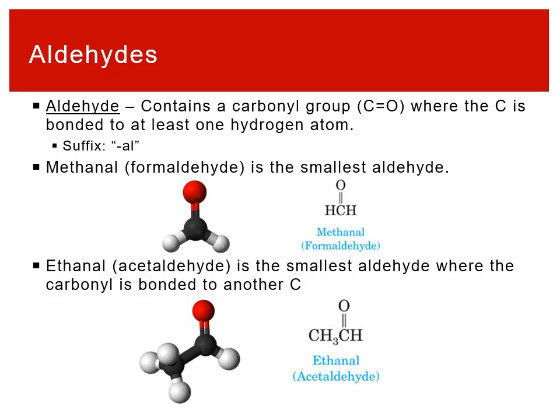Aldehydes are then any molecule that contains a carbonyl group where the carbon is bonded to at least one hydrogen atom. The suffix we're looking for here is -al. It is a little bit different here than we've seen before. So anytime -al shows up, that's the front of the word aldehyde. So methanal is an aldehyde, ethanal is an aldehyde. And so these would be where we have that carbonyl carbon, or a double bond, carbon-oxygen, right here, there's our carbonyl. And you can see there's always hydrogen that's linked into that, either methanal or ethanal.